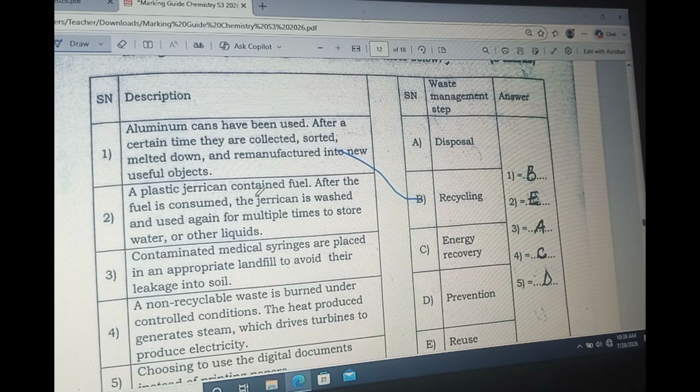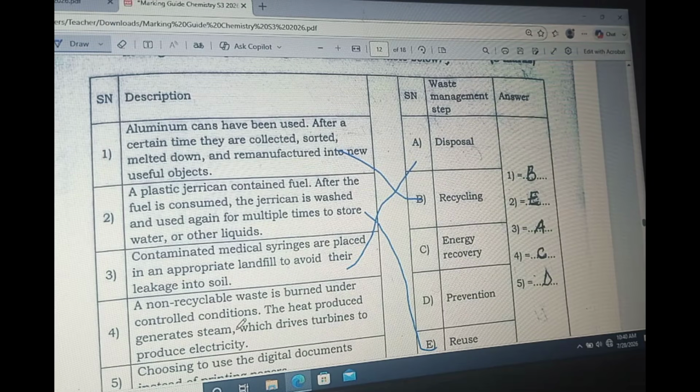A plastic jerrycan containing fuel: after the fuel is consumed, the jerrycan is washed and used again multiple times to store water or other liquid. This is what we call reuse. Third, contaminated medical syringes are placed in an appropriate landfill to avoid their leakage into the soil. This is disposal.